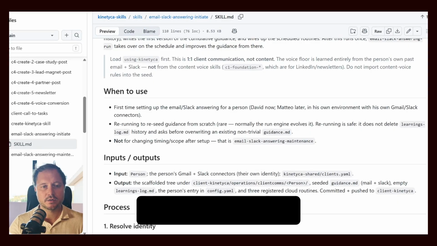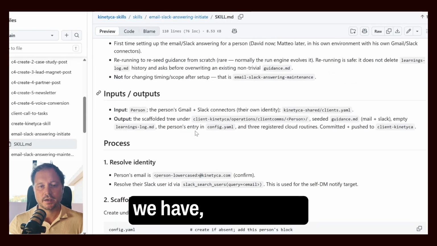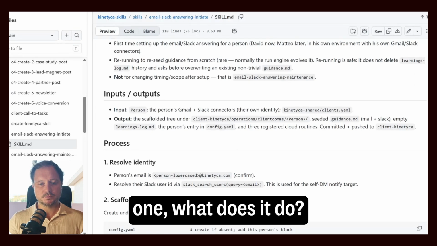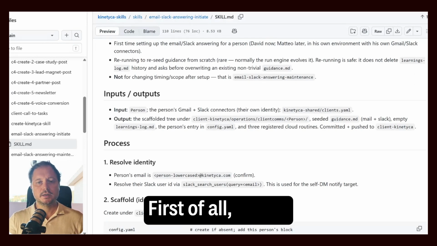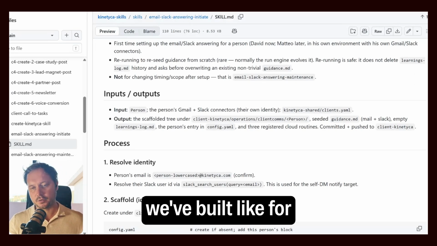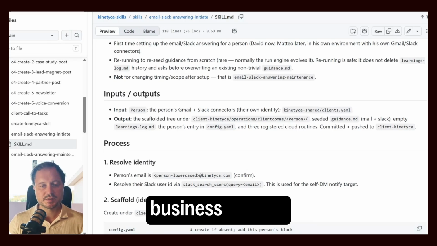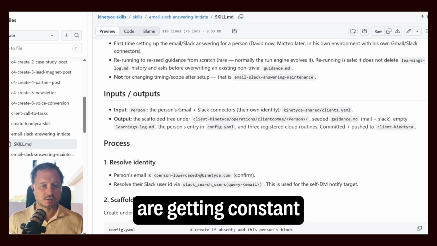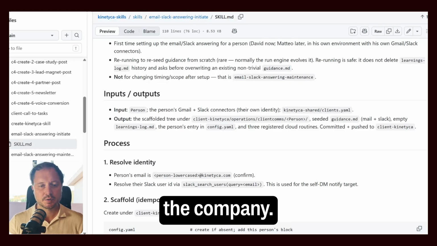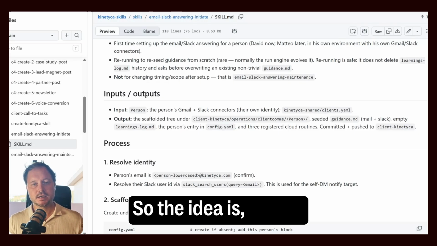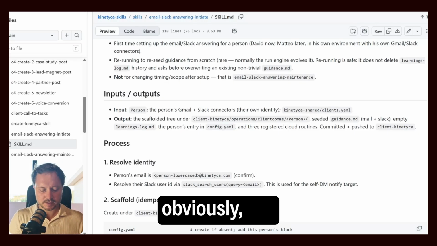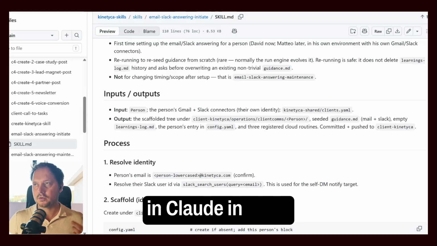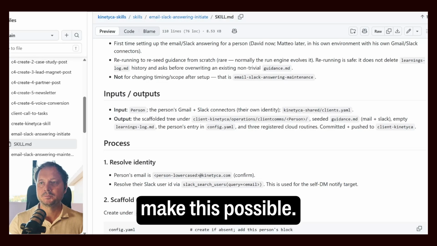This is the skill library that we have at Kinetica. So the initiate one, what does it do? First of all, this is something we've built for me and Matteo, my business partner here at Kinetica, because we get the most constant communication in the company. First of all, we need to have the connectors, obviously the Gmail and Slack connectors. They have to be there in Claude in order to make this possible.